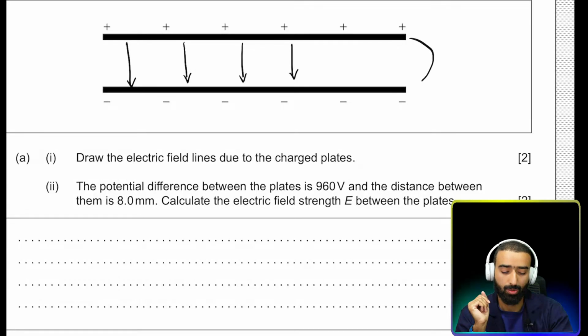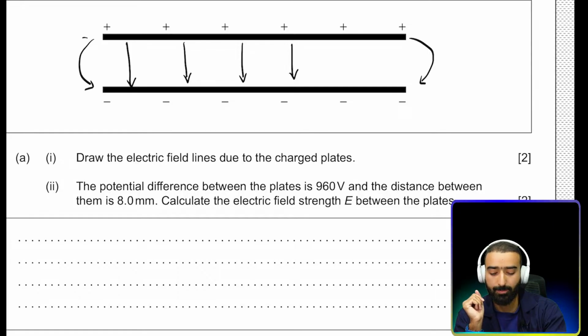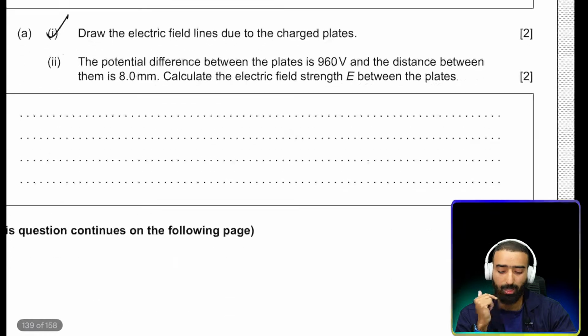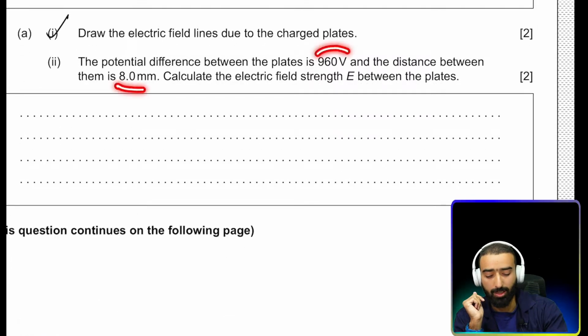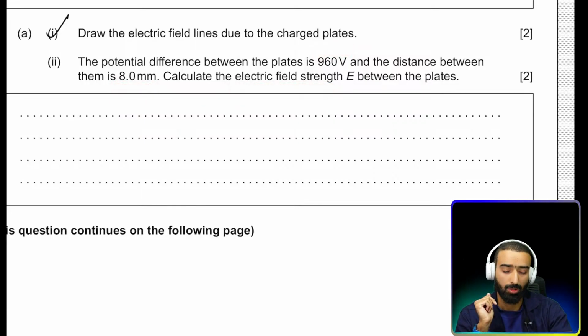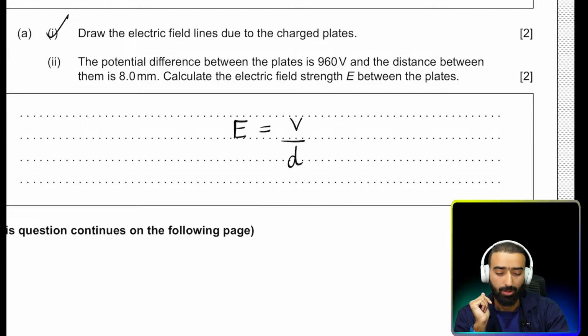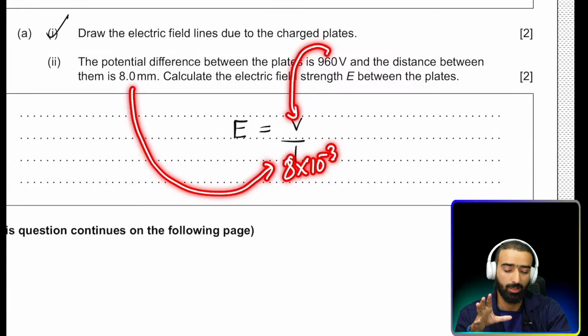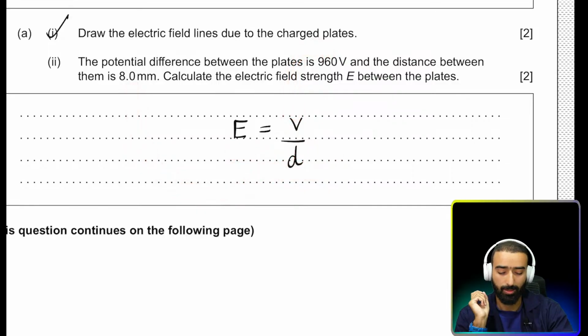And you may also show these fringe effects. That solves this part of the problem. Let's move on to part B. We are given the potential difference and the distance between the plates. We are supposed to find the electric field strength. So what do we do? Electric field strength is the potential difference divided by the separation. So you need to plug in 960 over 8 times 10 to the minus 3. You need to convert it into meters. That's going to give you the electric field.